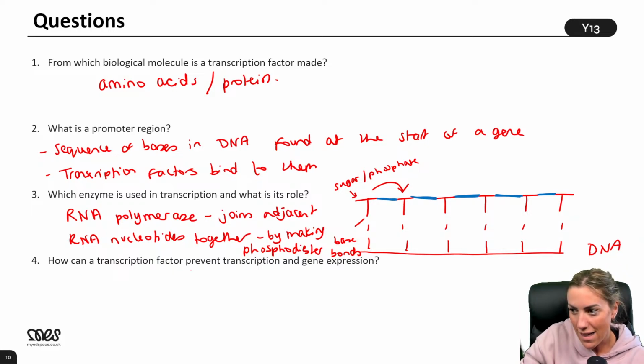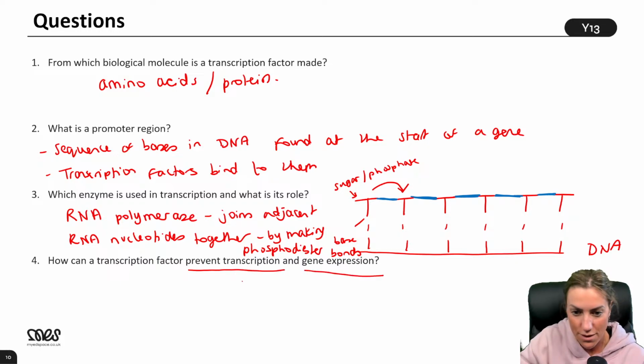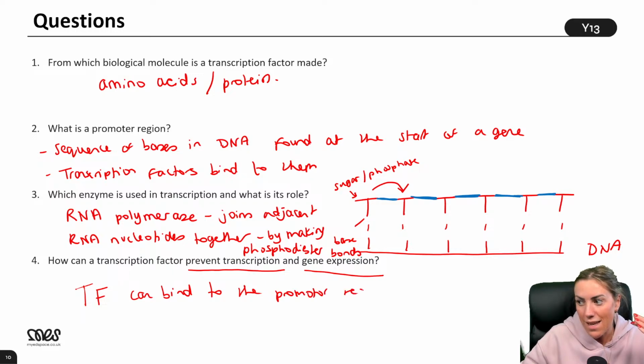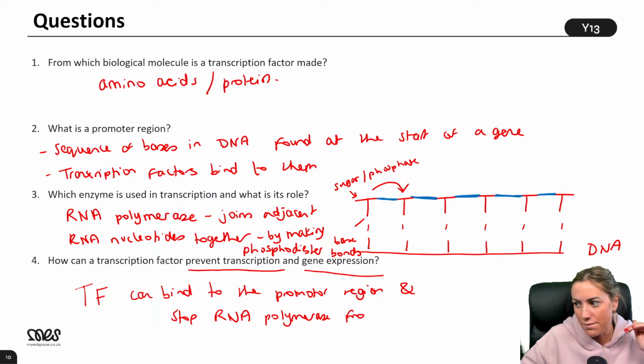How can a transcription factor prevent transcription and gene expression? Now, we haven't really talked about this because in A-level biology, we only learn about the ones that initiate transcription. But just to be aware, there are transcription factors that can block transcription. So what we can say is the transcription factor can bind to the promoter region and stop RNA polymerase from binding.